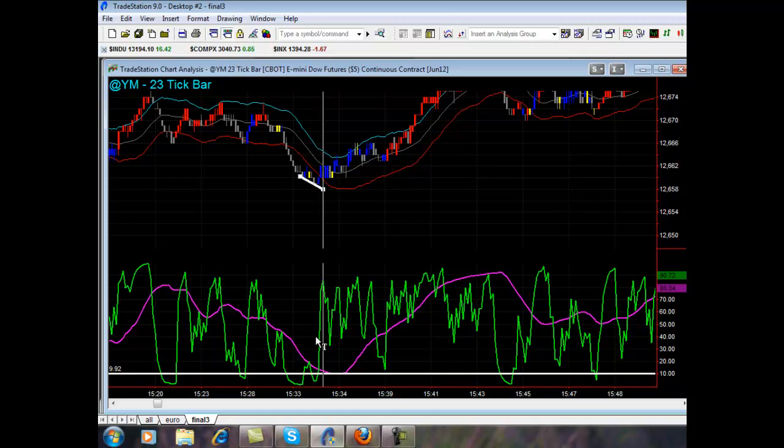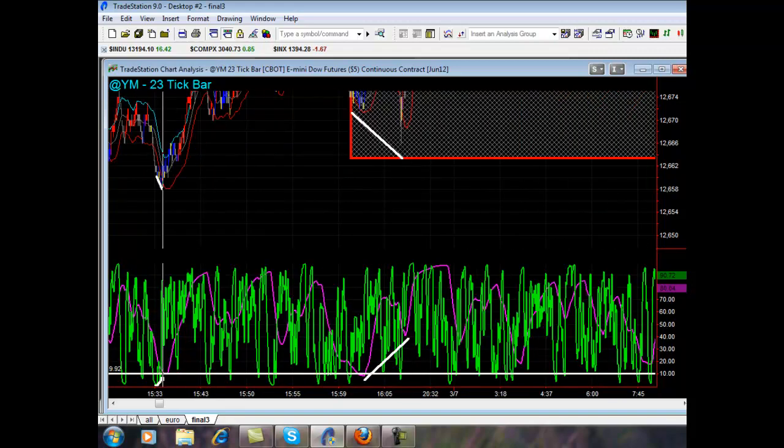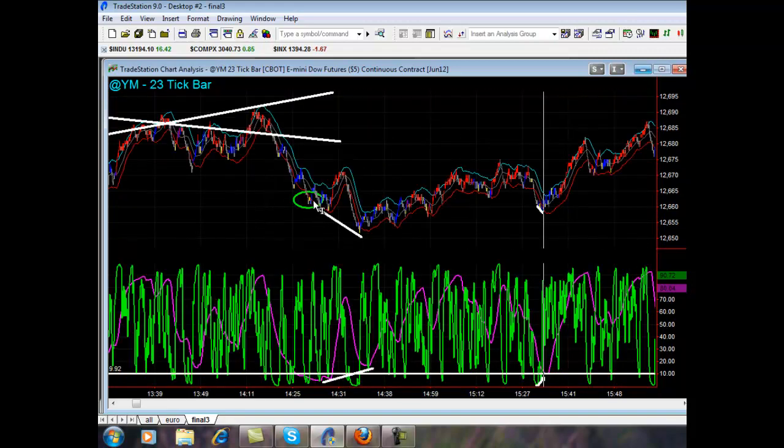So you've got some divergence here and here. But we don't have our rules met completely. That's why I don't have a label there. Okay, so that was the only trade that we completely picked up based completely on our rules.